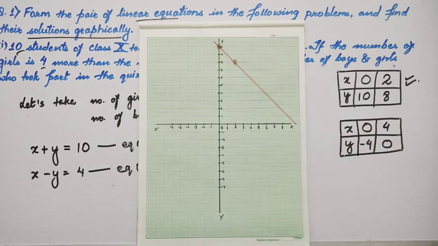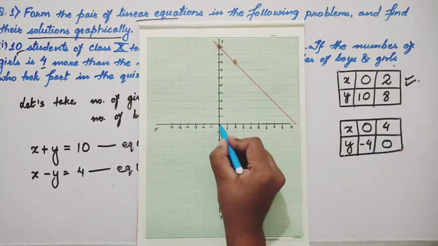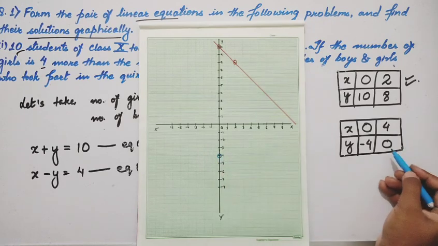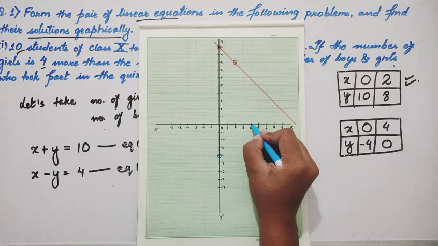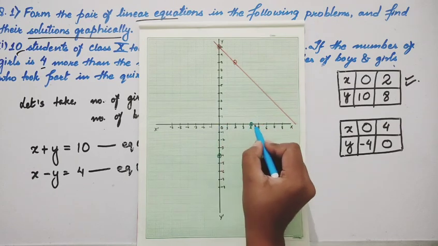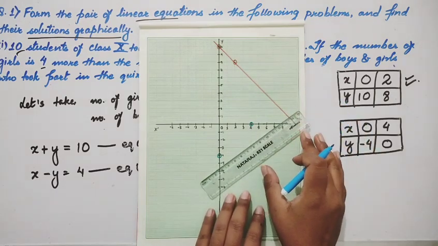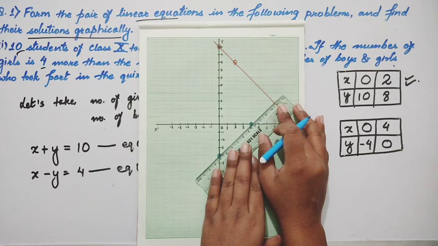Next we have another points. Those are when x equals 0, y is minus 4. When x equals 0, y is here minus 4. And when x equals 4, y is here 0. When x equals 4, y is here 0. So we will get this point on x-axis. Let us plot the points.